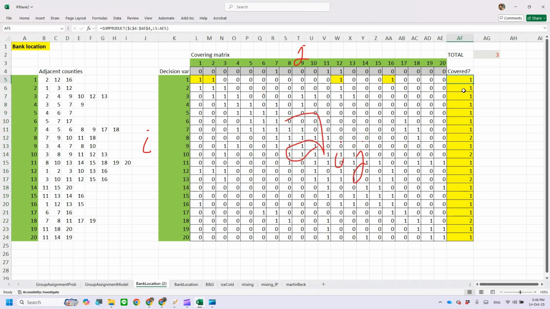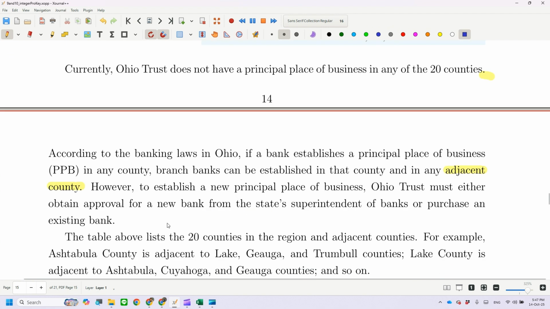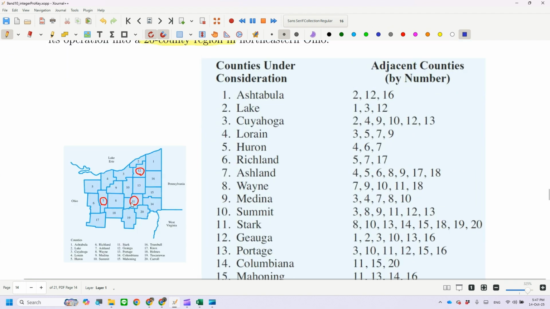So you can see that every county is covered, and some counties like county 8 or county 10, 13, 18 are covered by more than one bank branch, and the number of bank branches that we need is 3. The objective is 3, so we set it up at counties 7, 11, and 12. So if you go back to see this, you can see that just having the bank branches at these 3 counties is enough to cover the entire state, meaning that there's enough to take care of itself and also the counties next to it.